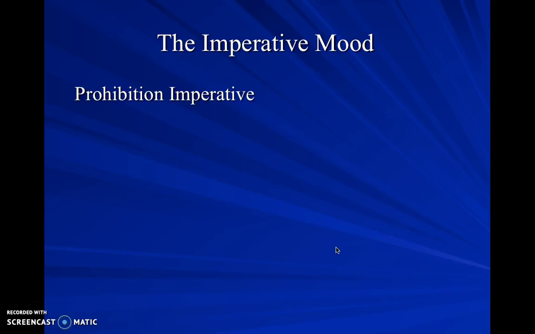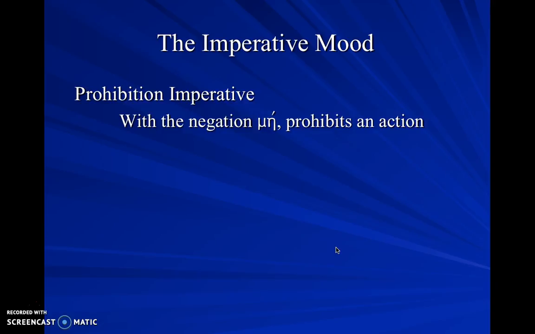There's also a prohibition form of the imperative. How is the negation happening in Greek? In the indicative mood, we typically saw "ou" as the negation, but as we move into the imperative, a word will be negated using the particle "me," which prohibits the action.